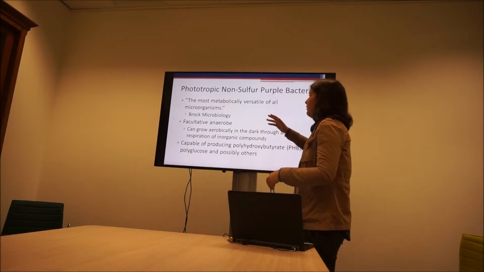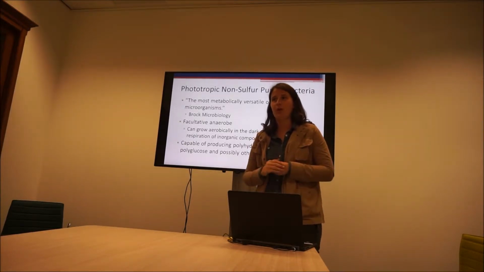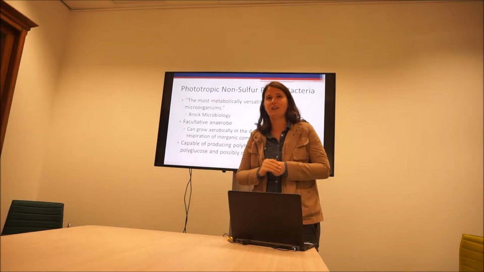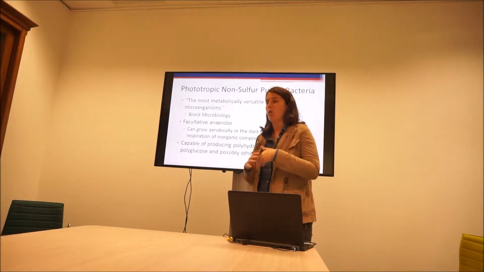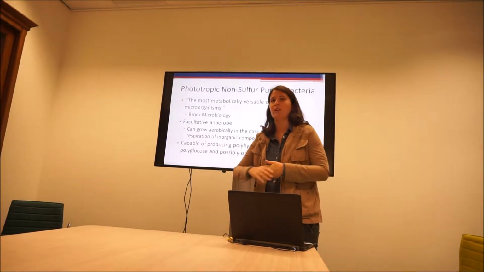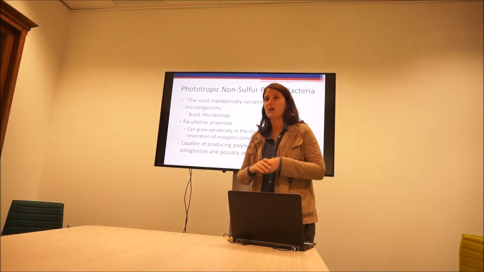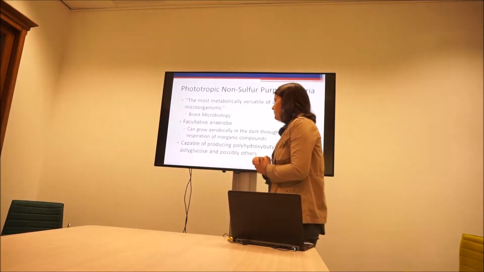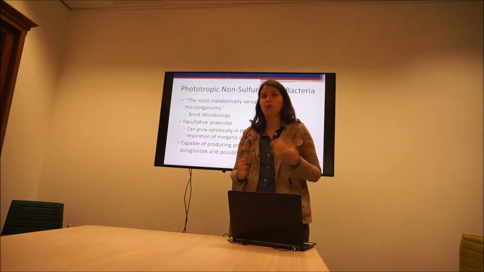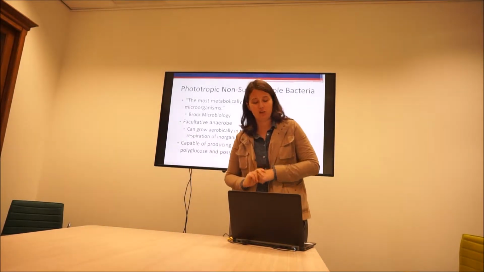We found that in phototrophic non-sulfur purple bacteria. This bacteria is commonly referred to as very metabolically diverse because it can metabolize and consume a wide array of organic compounds. It's also a facultative anaerobe, meaning it can operate either anaerobically or aerobically, making it even more diverse in the way that it can sustain itself. And lastly, it is capable of producing PHB, polyglucose, and possibly other products that could be recycled and used for other applications.